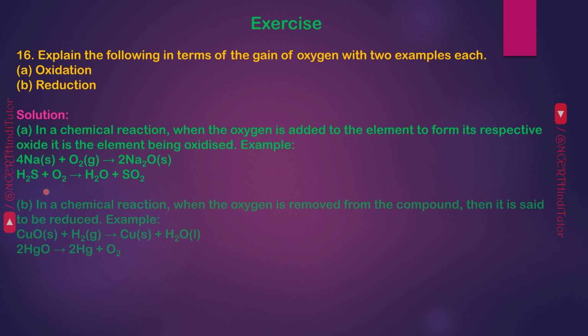B. Reduction. Answer: in a chemical reaction, when oxygen is removed from a compound, then it is said to be reduced. Example: CuO solid plus H2 gas gives Cu solid plus H2O liquid. 2HgO gives 2Hg plus O2.